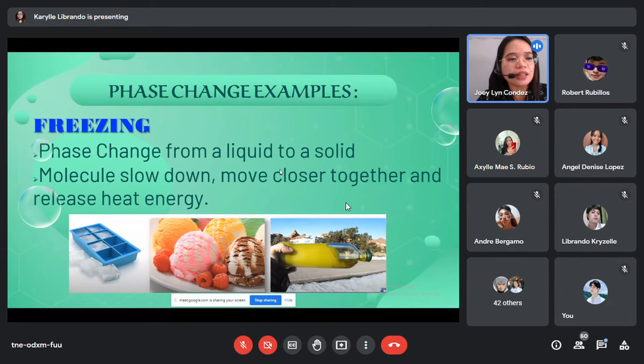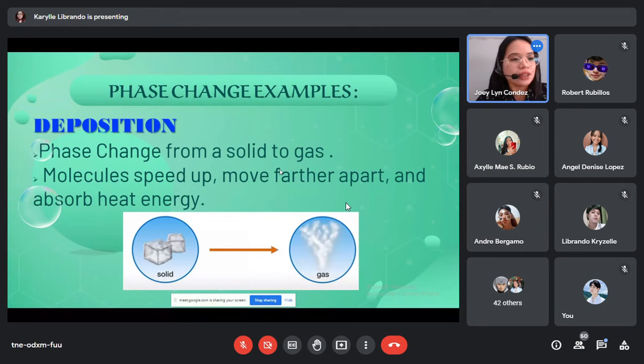Okay, next phase change, please. So we have here deposition. It's a phase change from solid to gas. The molecules here speed up, they move further apart, and they absorb heat energy. For example, we also apply heat energy, we add heat energy.